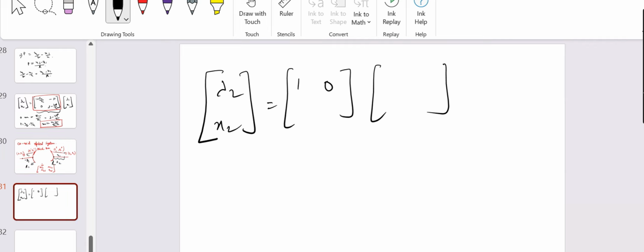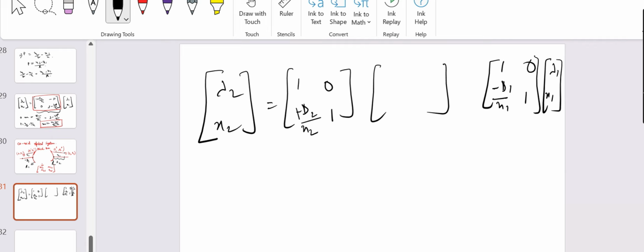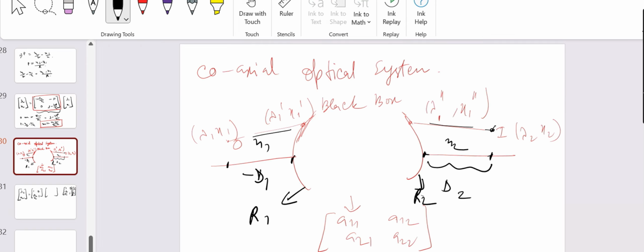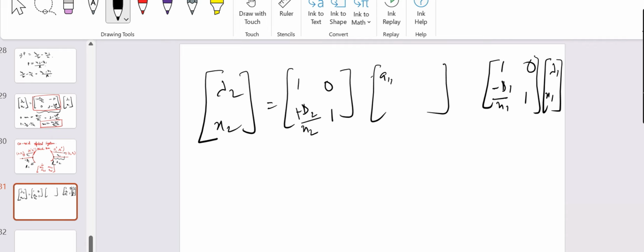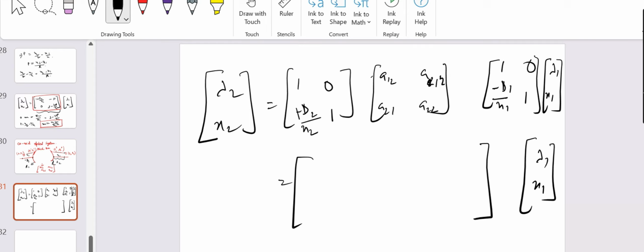So we start from the extreme right hand side. This is with the translation matrix, so this is d2 by n2, 1, and this side will be minus d1 by n1, 1, and this is lambda 1 x1. This lens system is defined by a matrix, because we don't know when we will be given it. Let's say there is a 5 lens system, then we will know what is A11, what is A12, what is A21, what is A22. So this matrix is for the coaxial optical system.